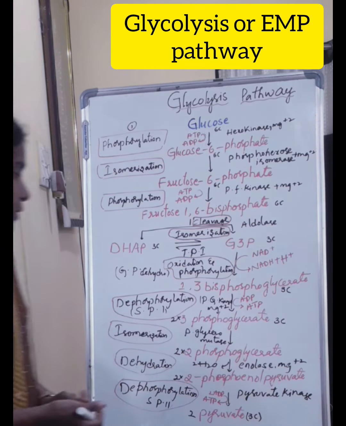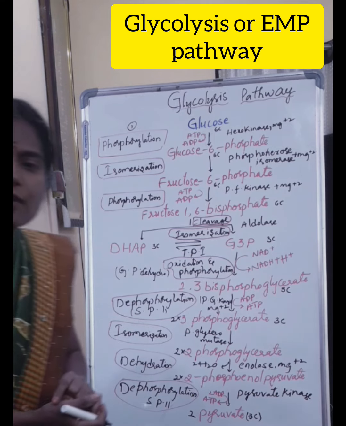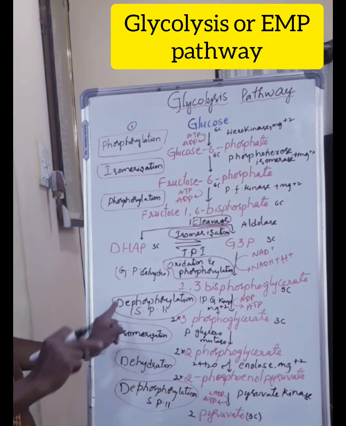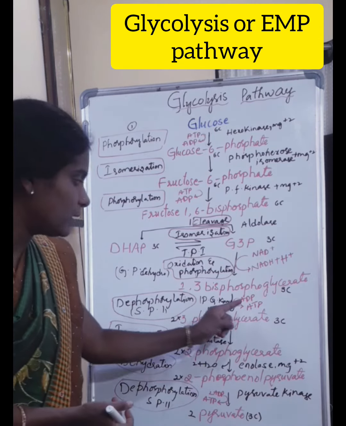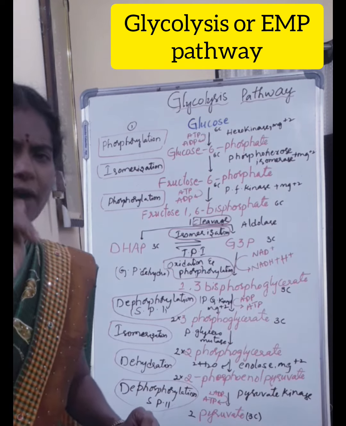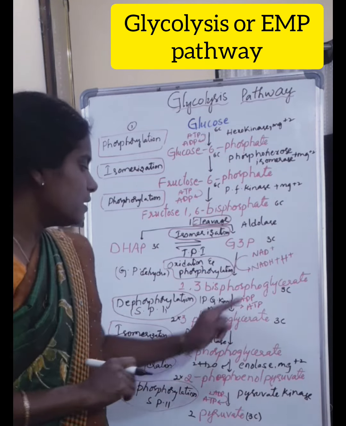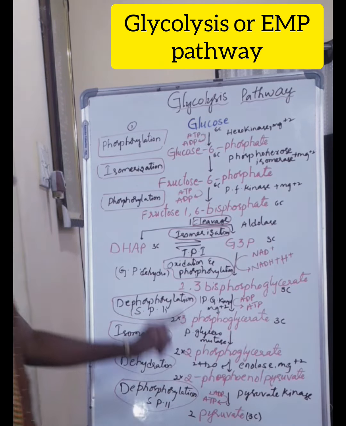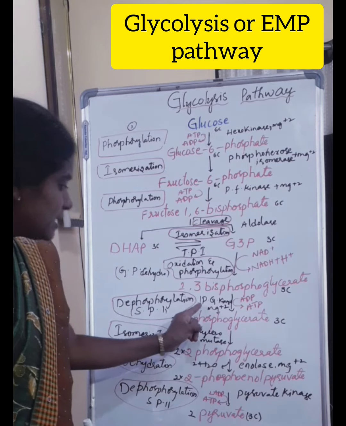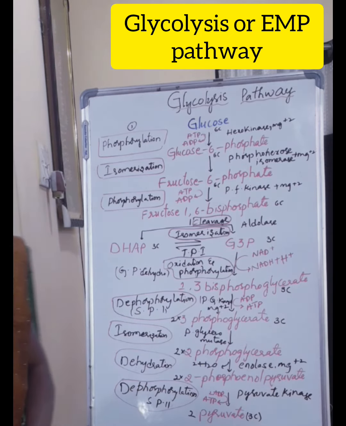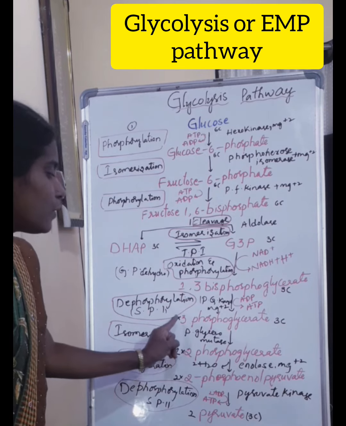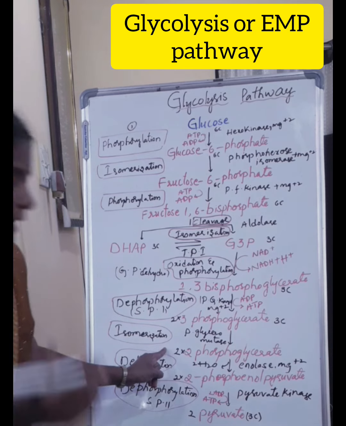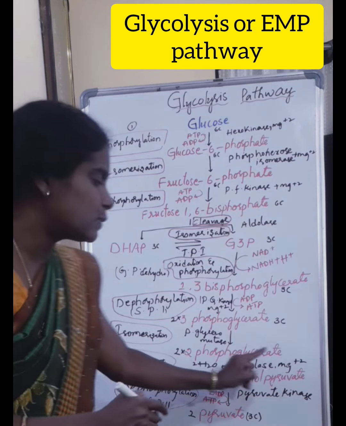That ATP is produced from the substrate, so we call this process substrate level phosphorylation 1, or dephosphorylation. Here ADP is converted to ATP, as one phosphate is added. So this process is said to be substrate level phosphorylation. The enzyme required here is phosphoglycerokinase and magnesium ions. Next, these 2 molecules of 3-phosphoglycerate undergo isomerization into 2 molecules of 2-phosphoglycerate.